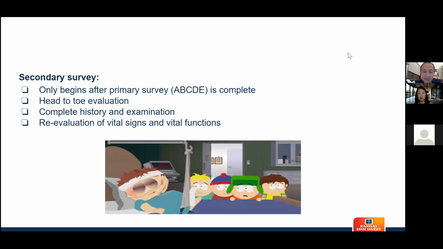Secondary survey. Once the primary survey is done, only then is the secondary survey done. This is a more detailed evaluation of the patient. You have ruled out the life-threatening problems. You have ruled out that he's going to die on you suddenly. The main airway, breathing, circulation is controlled. Then you go for a more detailed approach.